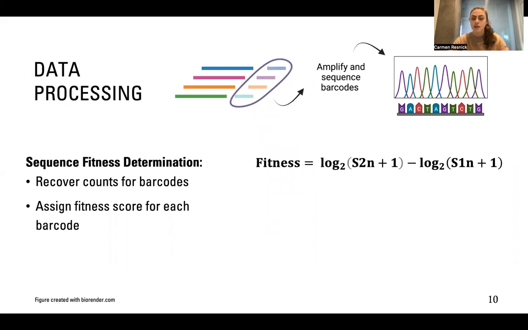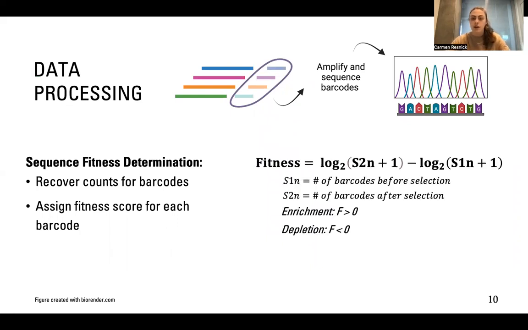And this fitness score is calculated by looking at how many barcodes are present both before and after selection. So that's before and after complementation in E. coli, and then also after antibiotic selection. A positive fitness score means that the cell is increasing in growth and surviving very well, deemed enrichment, and then a negative fitness score is depletion.